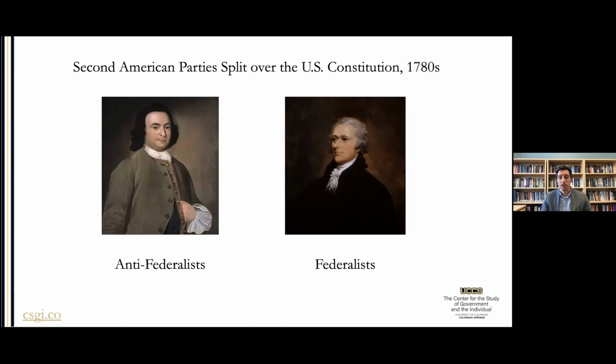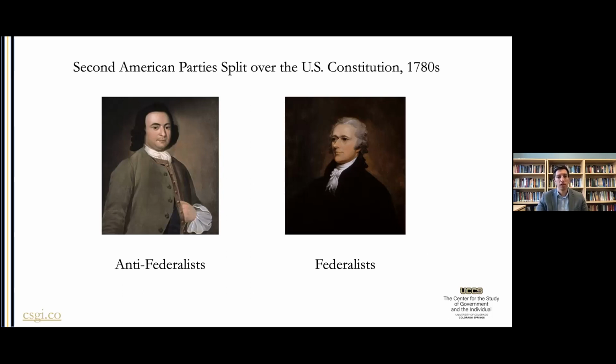In 1787, delegates at the Philadelphia Convention had come up with a new national governing document, a new national constitution that they put before the American people and asked them to either accept or reject. And this new constitution divided the American people between Federalists who wanted to ratify this new constitution and anti-Federalists who wanted to reject the proposed constitution.